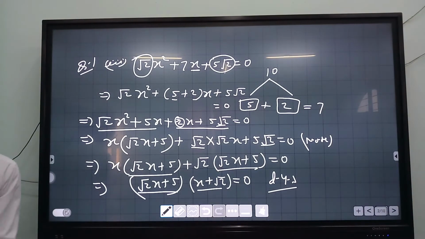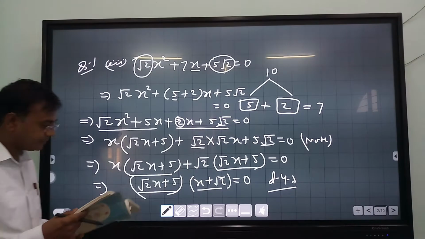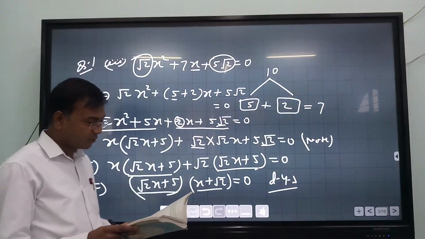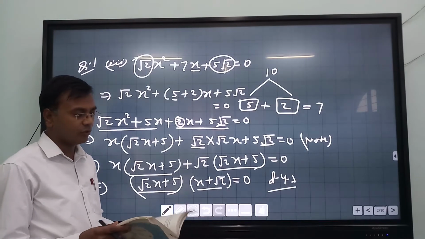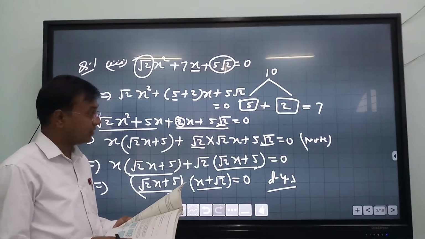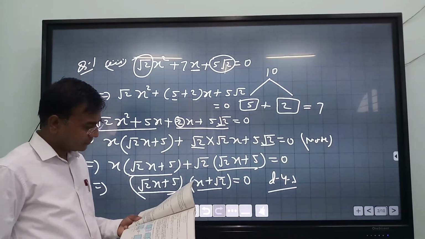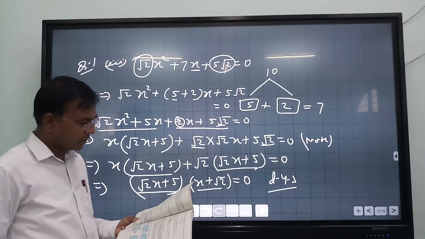Now we are discussing the word problem. Question number 2, solve the problems given in the example. So use middle term splitting, just the same as this. Question number 1 done. Now question number 3.